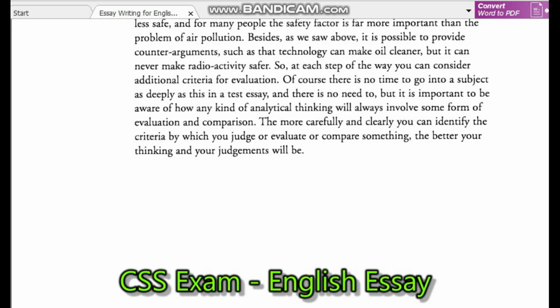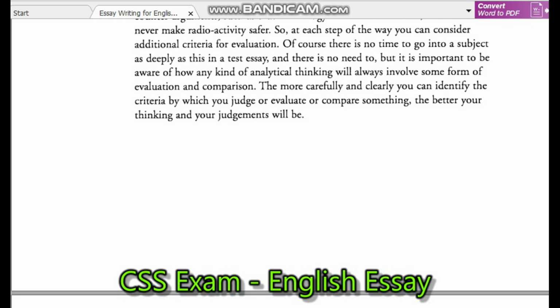Of course, there is no time to go into a subject as deeply as this in a test essay, and there is no need to, but it is important to be aware of how any kind of analytical thinking will always involve some form of evaluation and comparison. The more carefully and clearly you can identify the criteria by which you judge or evaluate or compare something, the better your thinking and your judgments will be.